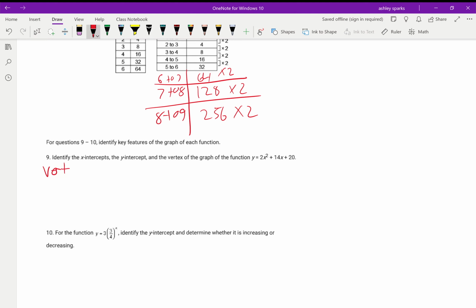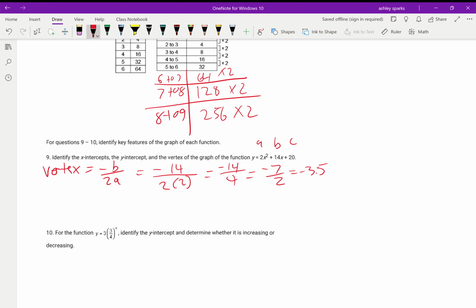Remember, your vertex will equal negative b over 2a. So let's plug in all of that information. Remember, we have a, b, c from previous unit, so negative 14 over 2 times 2, which would give us negative 14 over 4, and I'm going to simplify that to negative 7 over 2. Okay, you could also make that a decimal if you wanted, which would be negative 3.5, which will be easier for us to calculate with in a minute.